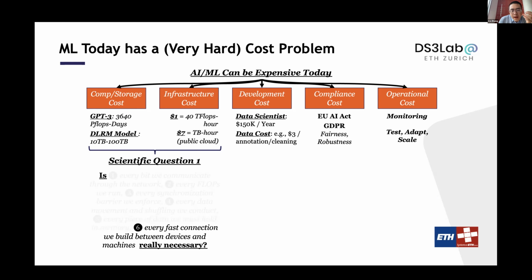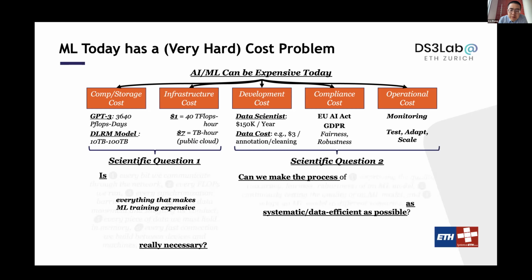We want to take every single thing that makes machine learning training really, really expensive and ask: are they really, really necessary? And if they are necessary, how can we design new hardware to make them cheaper? If they are not necessary, how can we design new algorithms and how can we change our data ecosystem?